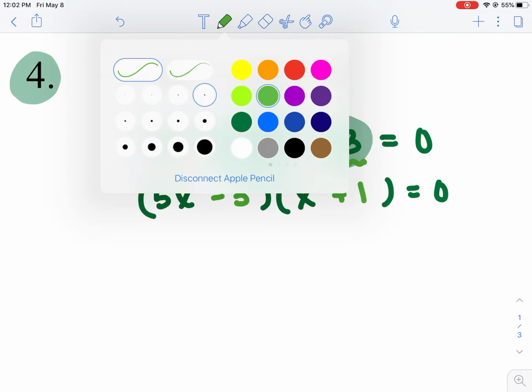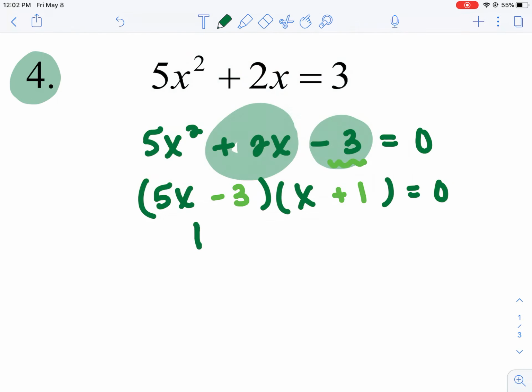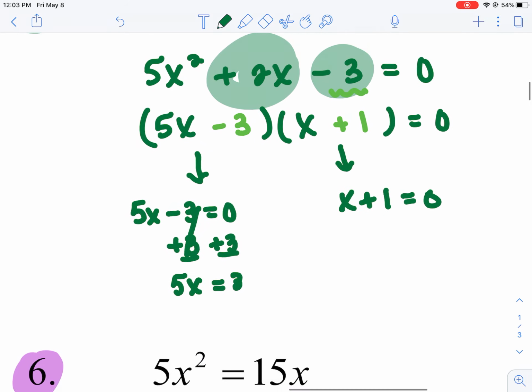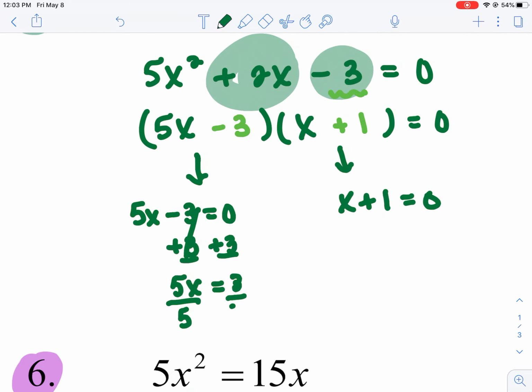Now we just go ahead and solve. Set this equal to 0, 5x minus 3 equals 0. Set this little equation equal to 0, x plus 1 equals 0. All right, over here with that 5x minus 3 equals 0, we're going to add 3. We get 5x equals 3, and then we divide by 5. And we just leave it, x equals 3/5.